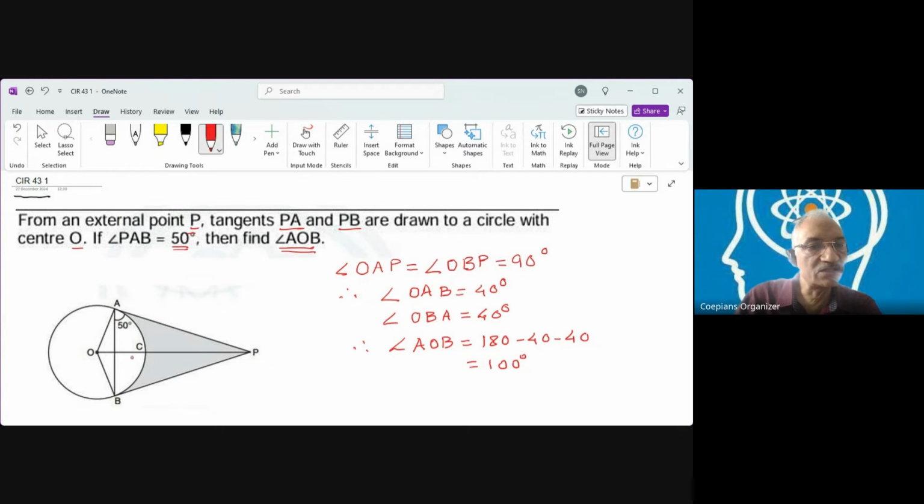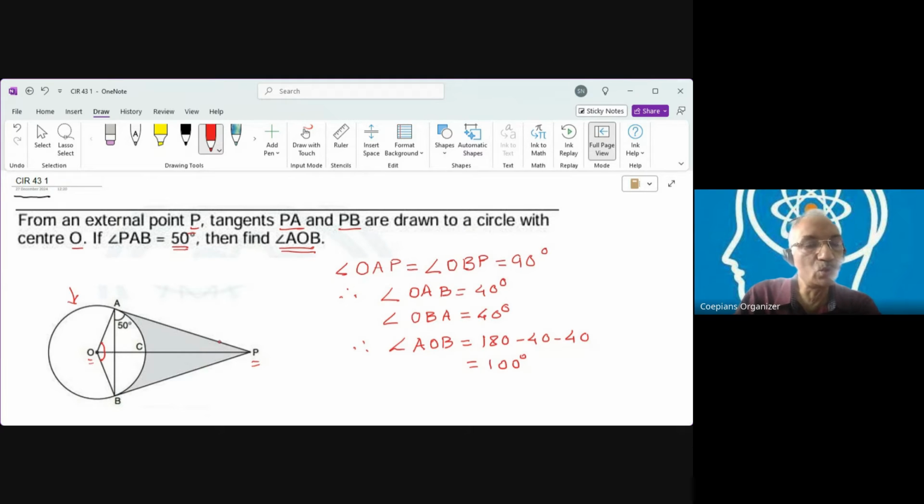So let's do this particular construction. I have drawn this circle. As you can see, O is the center, P is the external point. From P, there is a tangent drawn at PA and another tangent drawn at PB. So that's the construction that I have done. Now we have to find this particular angle, which is angle AOB. That's the angle that we have to find.